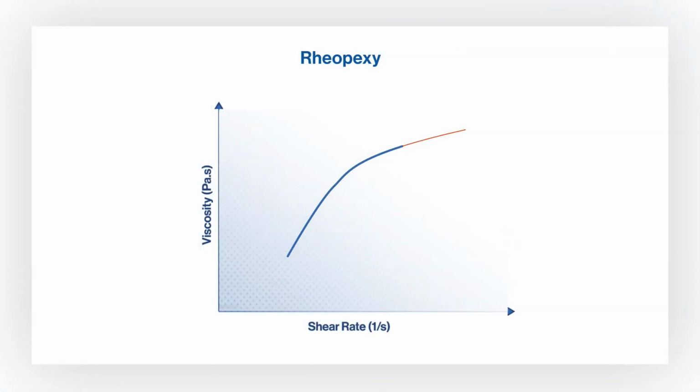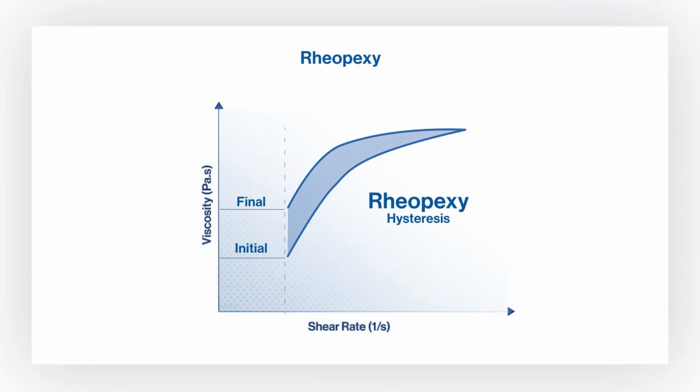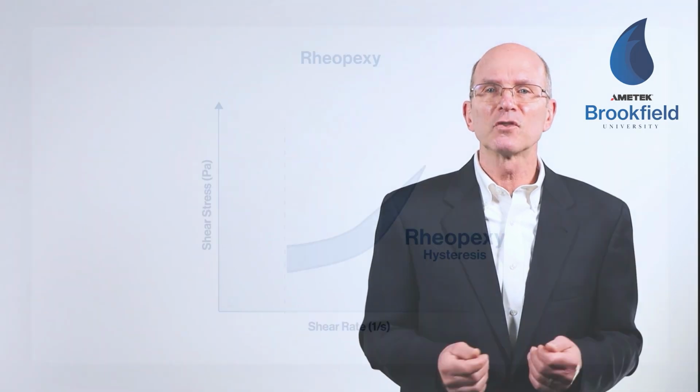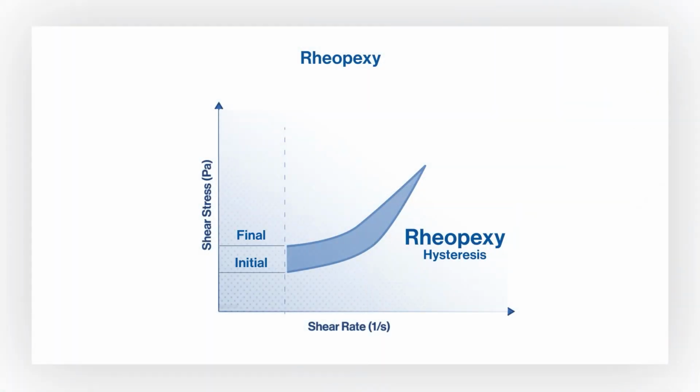Again, rheopectic behavior is the opposite of thixotropic behavior. We see that after performing a shear sweep from low to high and then back to low, the final viscosity is higher than the initial viscosity. This indicates that shear thickening with time and shear has occurred. The graph shows that the final shear stress is higher as compared to the initial shear stress seen at the start of the test.